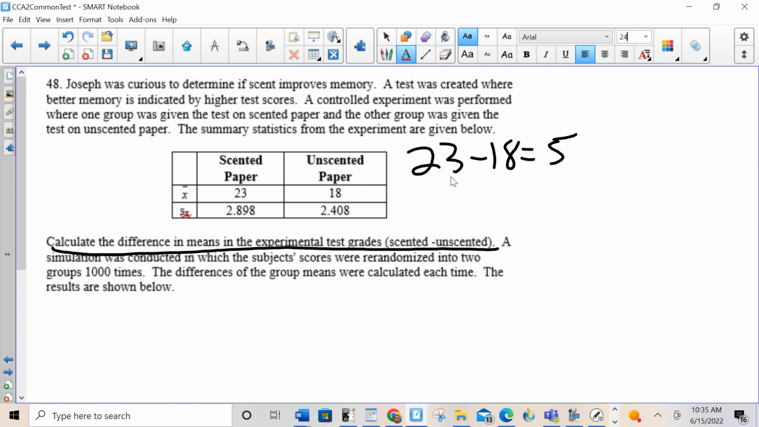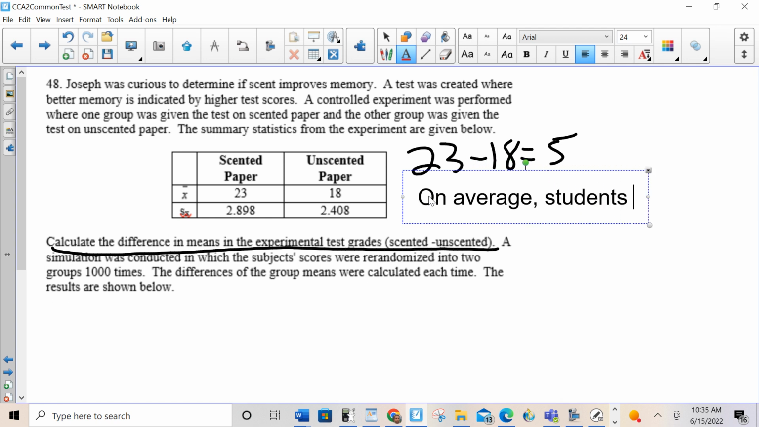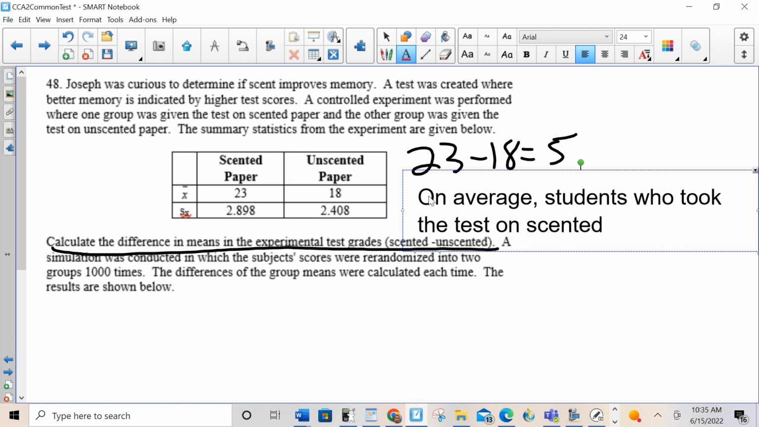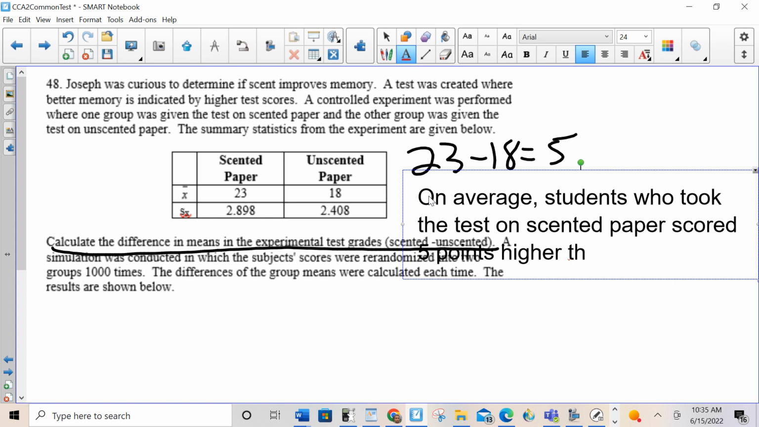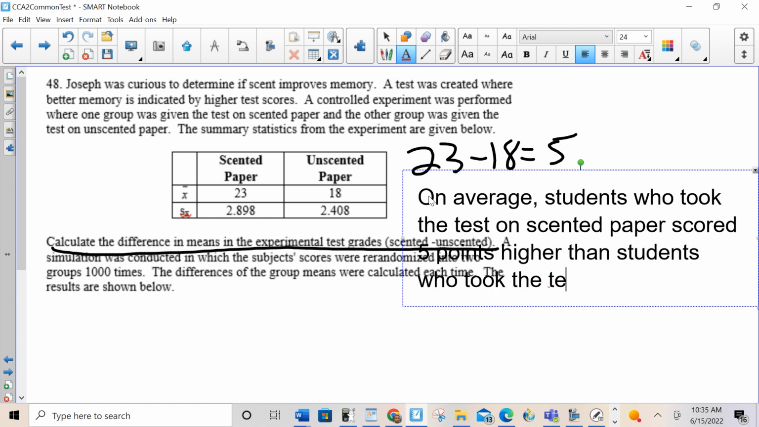What that means in the context of the problem is, on average, students who took the test on scented paper scored 5 points higher than students who took the test on unscented paper.